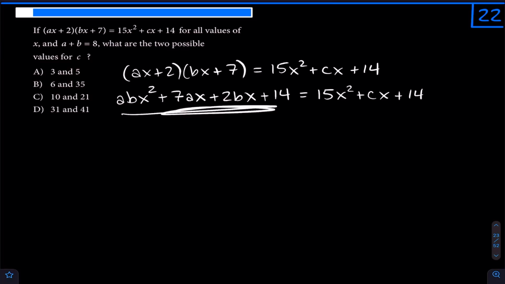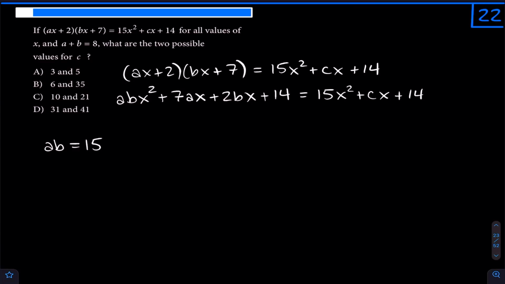And hopefully you can see here why I've actually multiplied this out. Right? We need to be able to compare the coefficients on this side with the coefficients on this side. And now that we've multiplied it out, we have those coefficients. We have that ab is the coefficient on x squared, and here it's 15. So we know if these two are the same for all values of x, then this side needs to be 15x squared plus cx plus 14, just like this side is. So ab must be the same exact thing as 15.